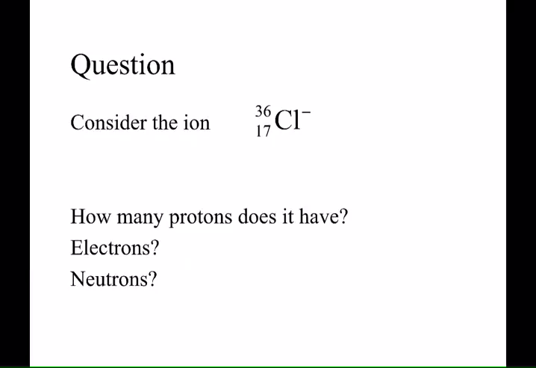Okay, this particular isotopic form of chlorine has a mass number of 36. Of course, it has an atomic number of 17. Let's answer these questions. How many protons does it have? Well, it better have 17. How many electrons does it have? Well, it looks like it gained one electron past the electrons it already had. So I'm getting 17 plus 1, 18. How many neutrons does it have? We can take the mass number and from that subtract the atomic number. So 36 minus 17 is 19.